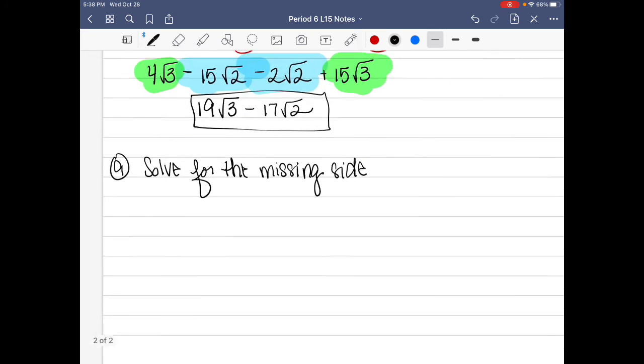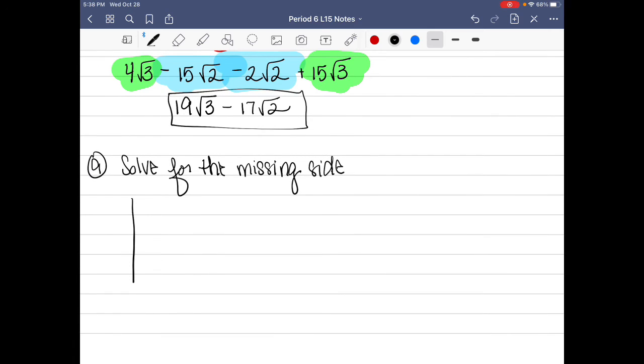We're going to get started with number 9, a 30-60-90 triangle. We have our 30 degrees up here, our 60 down here, and our right angle. We are looking for our x, and I should put sides here because we were missing 2 sides and 3.